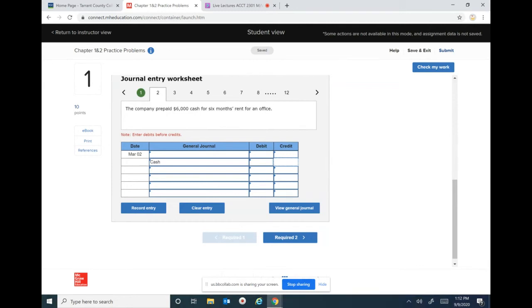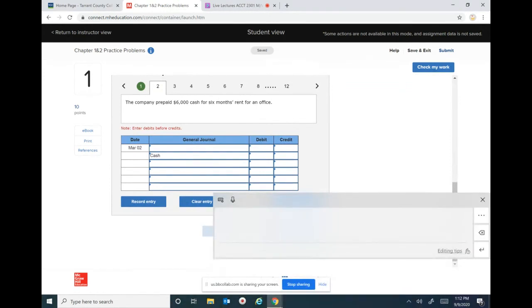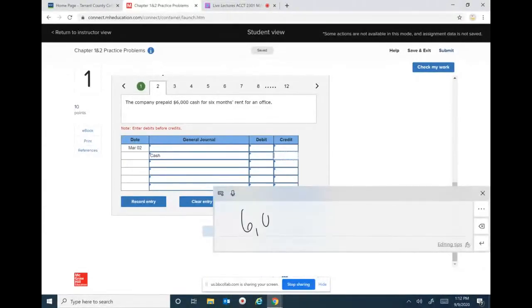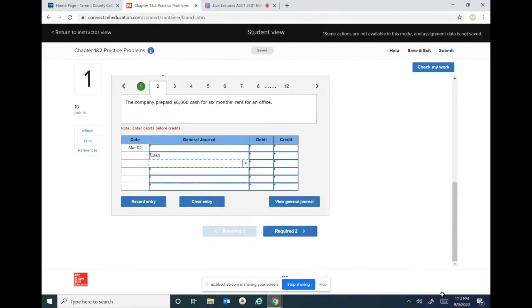Come on now. Hold on just a second. No, I thought I had this working here. Okay, so here is the $6,000 in the account. For some reason, it doesn't like it.